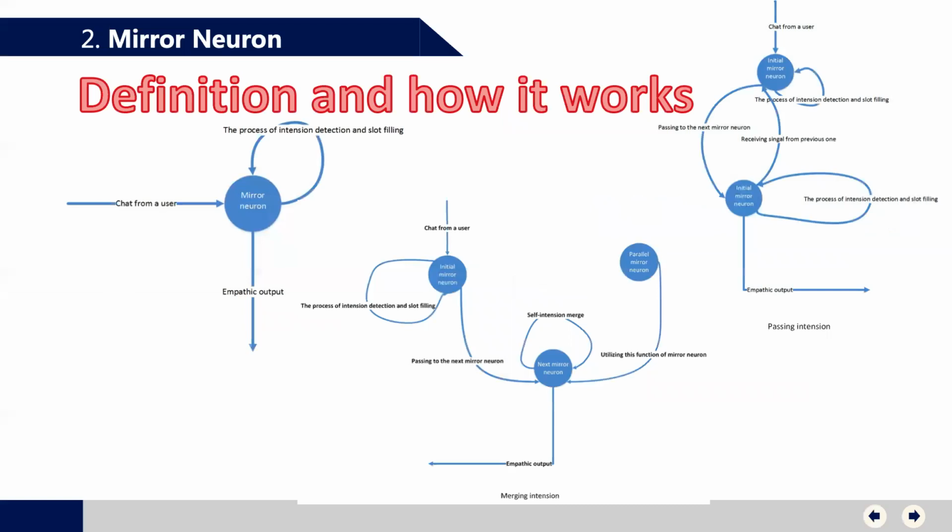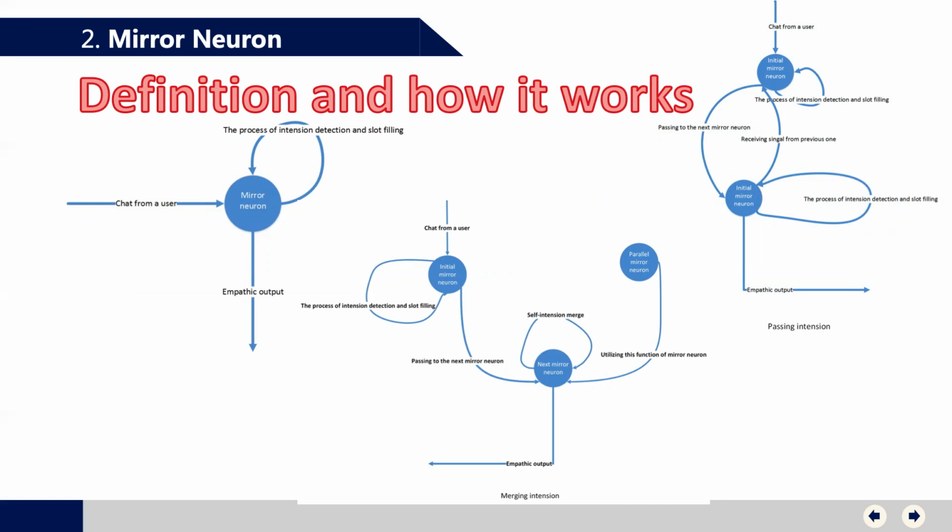For our model, you can see the left part of the picture. I use a finite state machine to represent the mirror neuron in the rest of the two pictures. And this is the definition of our artificial mirror neuron. And then the rest of the two pictures show the two processes of our mirror neuron.